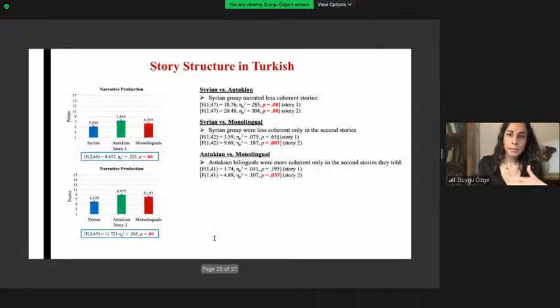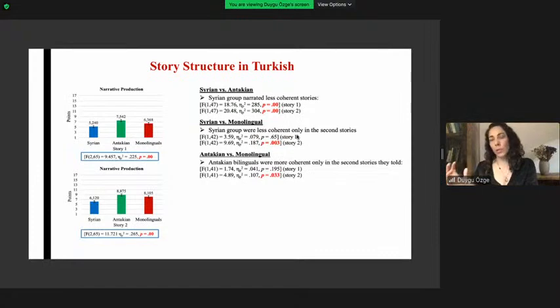So the results. Looking at the story structure, first of all, in Turkish, we saw that the Syrian group narrated less coherent stories. Syrian children were also less coherent compared to monolingual children, only in the second, more complex stories. When it comes to simpler stories, they were fine compared to monolinguals, but when we compared the 2 complex stories, they had some problems in coherence.